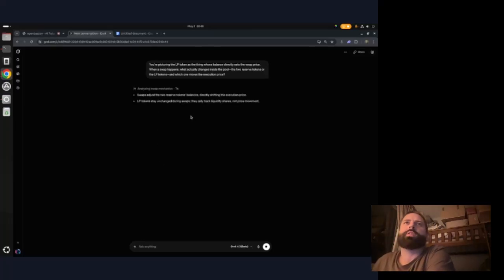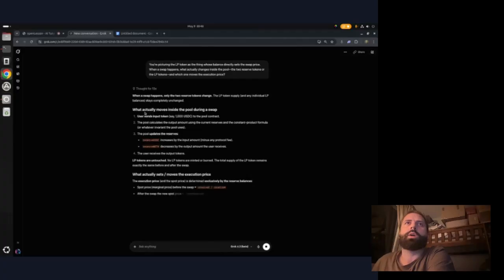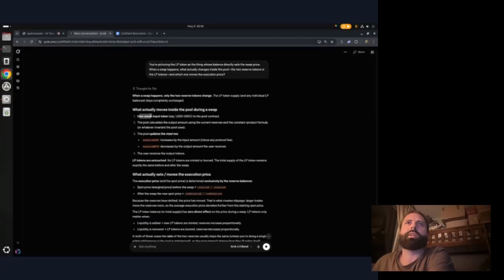Okay, so swaps adjust the two reserve token balances. Oh, it's thinking through. Okay, so it actually moves inside the pool during a swap. User sends input token, 1000 USDC, to the pool contract. The pool calculates the output amount using the current reserves and the constant product formula or whatever invariant the pool uses. The pool updates the reserves. Reserve USDC or reserve WETH increases because you've given it, and the other decreases. The user receives the output tokens. LP tokens are untouched, really. The total supply of the LP tokens remains exactly the same before and after the swap.